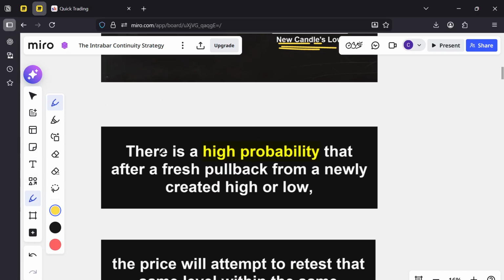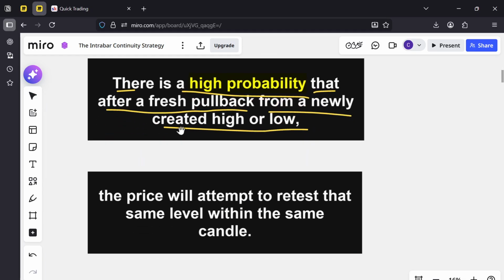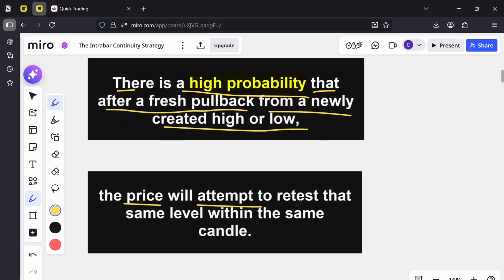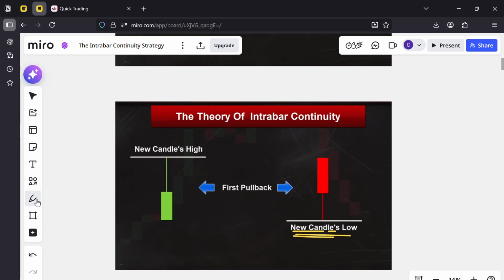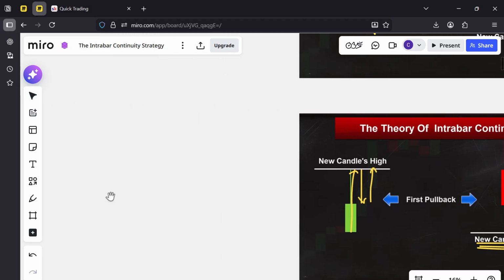So what we know with the intrabar continuity strategy is that there is a high probability that after a fresh pullback from a newly created high or low, the price will attempt to retest that same level with the same candle. So immediately after the price decided to move all the way up and back down like that, we have a very, very high statistical probability that it will retrace back up, because we obviously know that in a trend, if it goes up like that and down, it has to move up again to create that continuation to the upside, right?